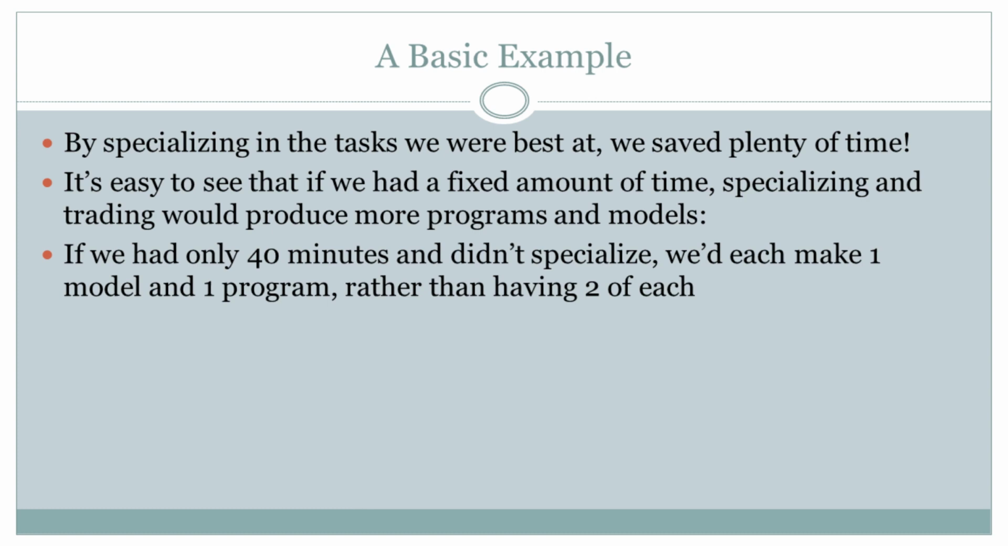Let's say that we wanted an equal amount of computer programs and models. If we were working independently, again, no trade, autarky, it would take my whole 40 minutes, I would get one computer program and one model, right? Each program takes me 30 minutes, each model takes me 10, and so I get one of each. She would do the same, right? Each program would take her 10 minutes, each model would take her 30, she would get one of each.